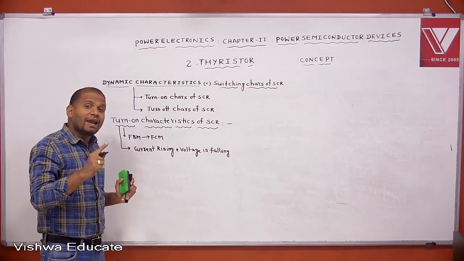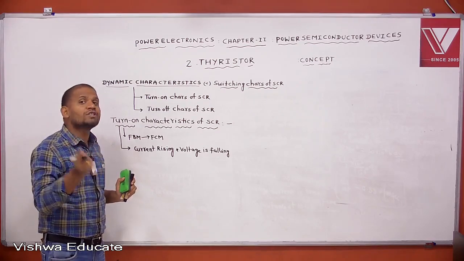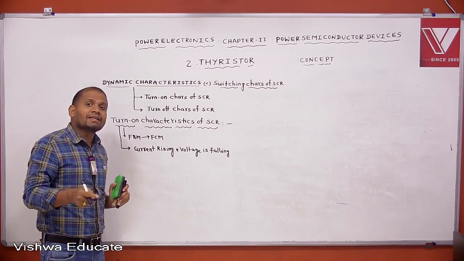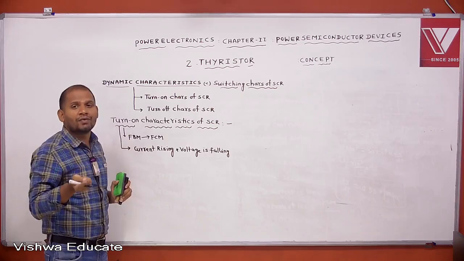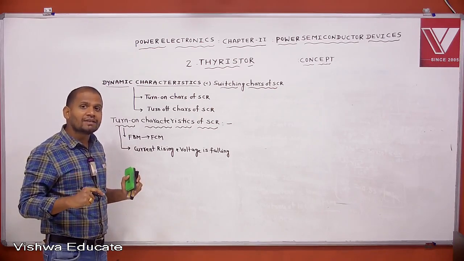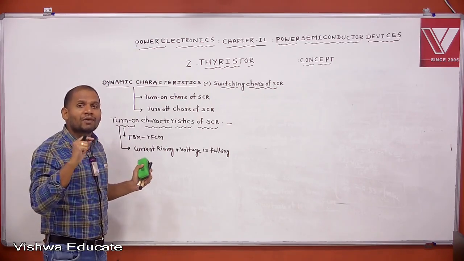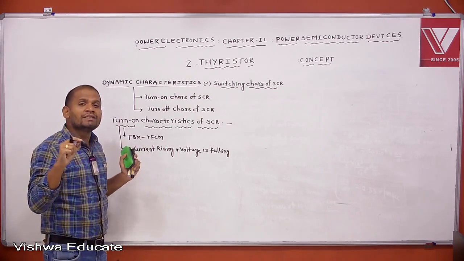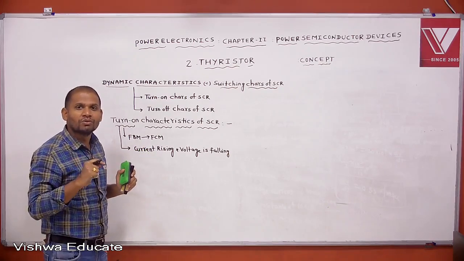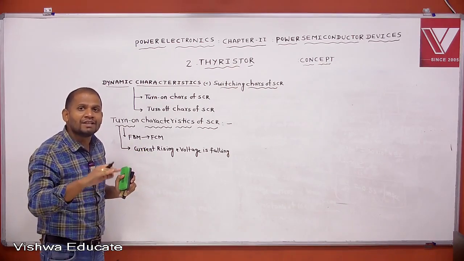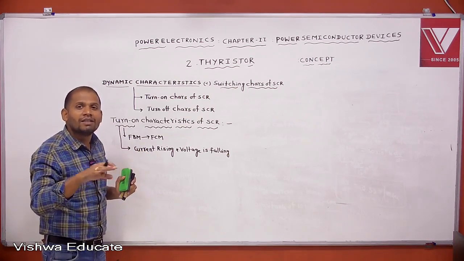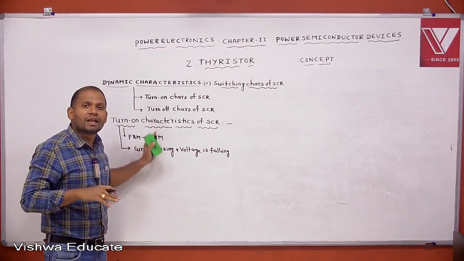Static VI characteristics explain modes of operation, but dynamic characteristics explain turn on and turn off characteristics. What is the significance of turn on characteristics? During change of SCR from the forward blocking mode to forward conduction mode, how the current through the SCR is changing and how the voltage across the SCR is changing, all these are explained by using turn on characteristics.